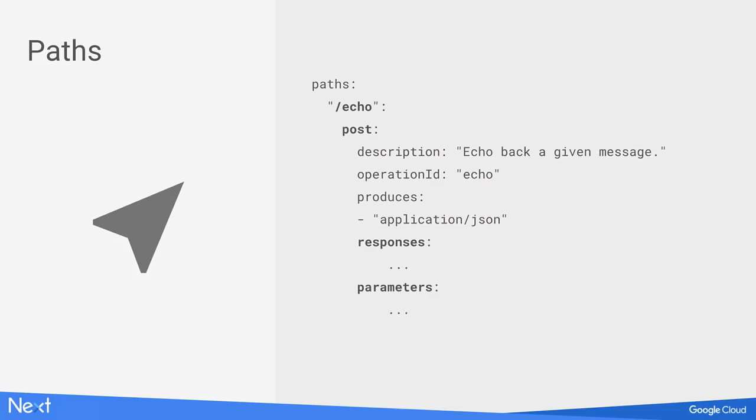Then we have the paths. And in paths, for instance, in this case, you could say, well, if you go to /echo and you send a request, which is a post method, then you have this operation. That operation, what you're doing is saying, well, there's the description, there's the operation ID, and we're going to see what this is useful for. Operation ID is not compulsory, but it's very useful when you're generating code. And you, again, say what it is producing, application JSON, and then you have responses and parameters.